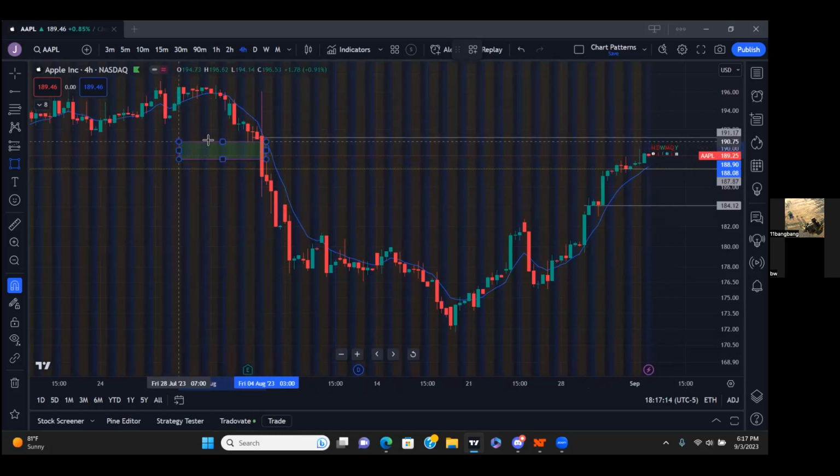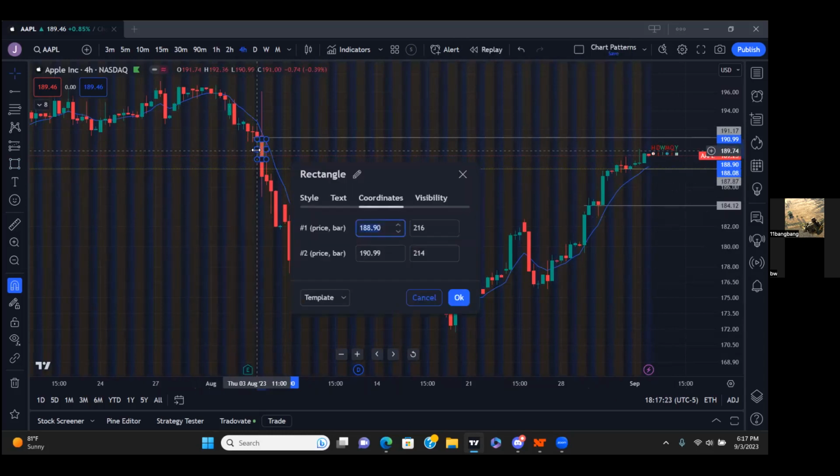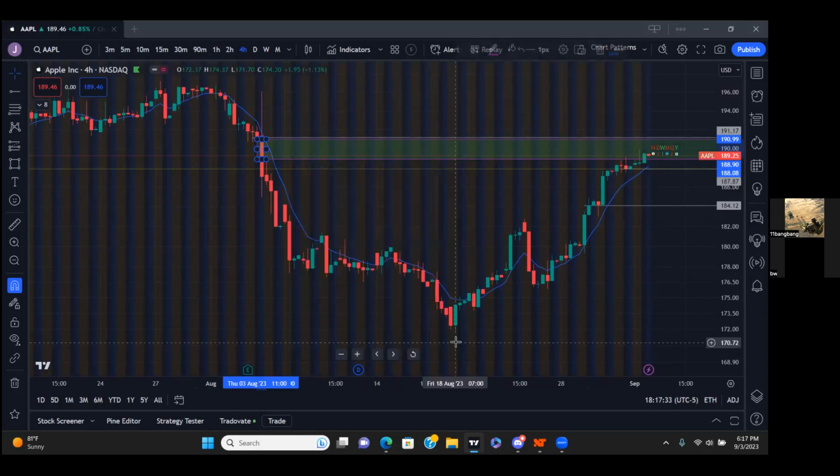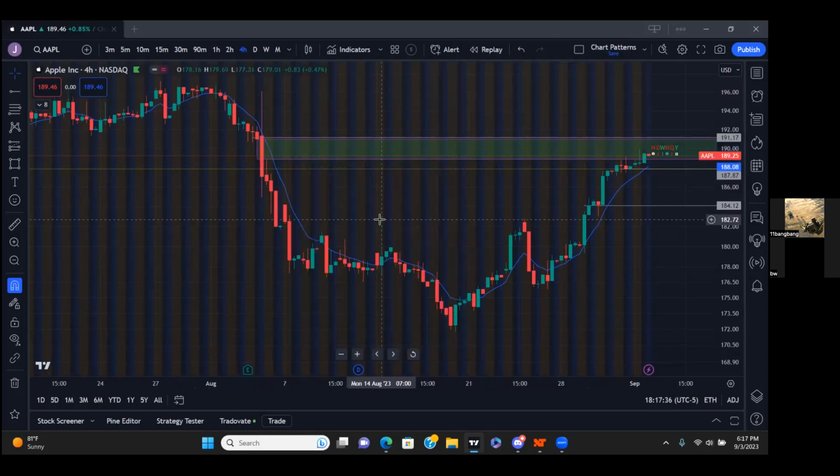No, just the two candles over, or just one candle over. Just the first candle that started it right there, and then now you want to just let go, and then you double click it, and then you go to style, and you just do extend to the right. Oh, so it gives you the exact zone. Yeah, it's a lot easier. Yeah. Okay. So, all right. So that's a pretty big one.